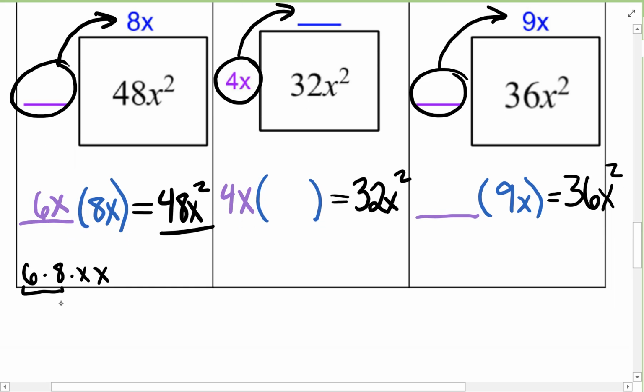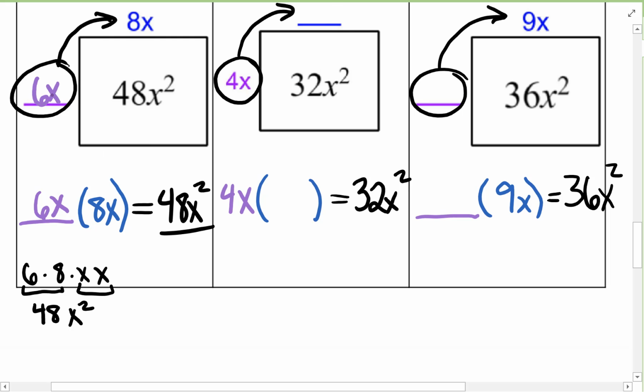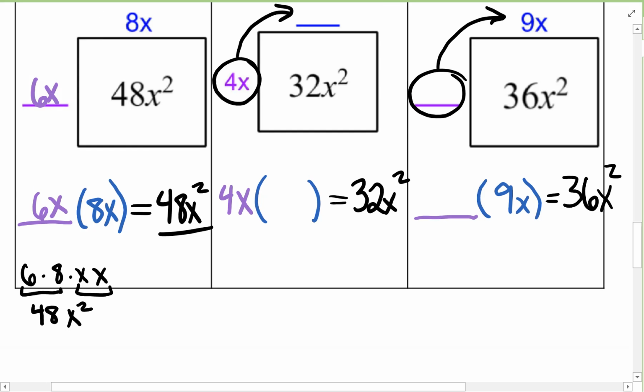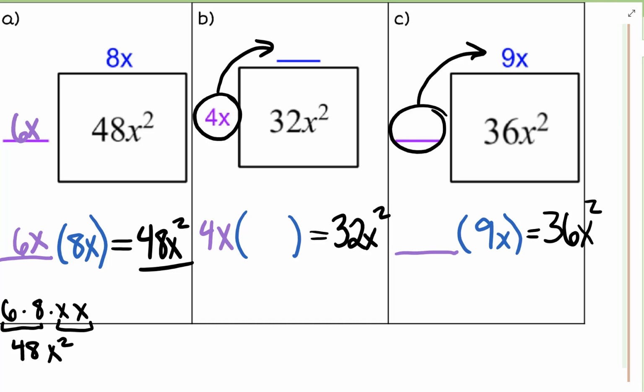6 times 8 is 48. X times x is x squared. So yes, our width of this rectangle is 6x. What about the length of the rectangle in part B? Because my area has x squared and my width only has an x to the power of 1, my length has to have an x in it.